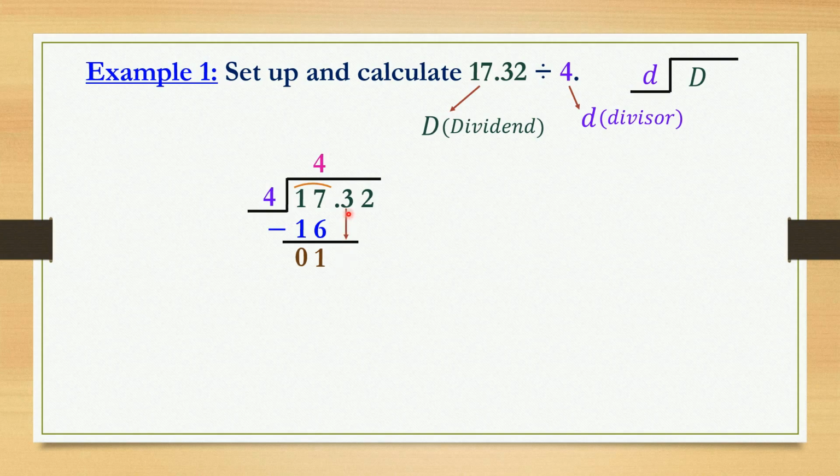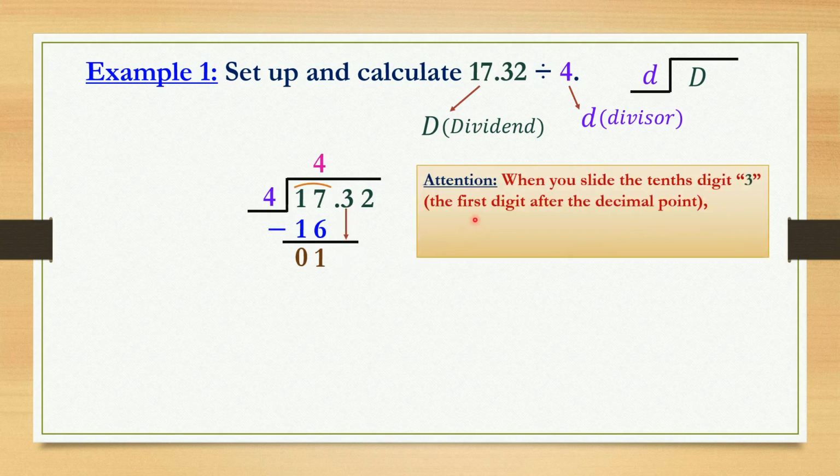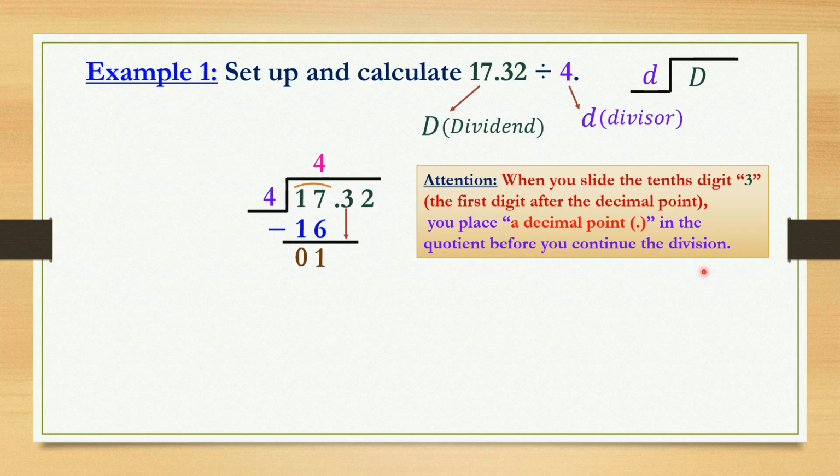Now we need to slide the 3. But attention, when you slide the tenth digit 3 here, it means the first digit after the decimal point, you place a decimal point in the quotient before you continue the division. So here we need to place a decimal point in the quotient before we slide the 3. We obtain 13. 13 is not a multiple of 4. We have 12. And 4 times 3 equals 12. And the remainder, 3 minus 2 is 1. And 1 minus 1 equals 0.